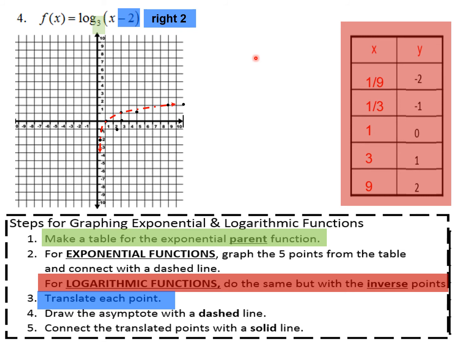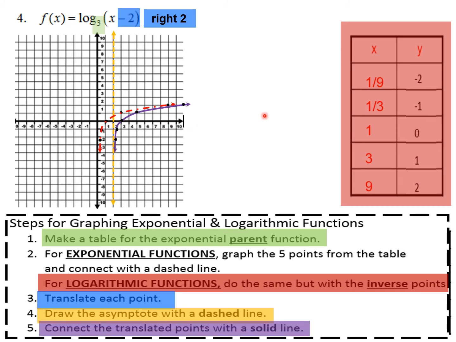We shift every point over 2 units. And we go ahead and put in our vertical asymptote. This was the line that our logarithmic function did not cross. However, if we're going to move over 2, guess what we have to do with that asymptote? Move it over 2 as well. I'm going to go ahead and connect those points for a solid line. And here is our new graph of the function log base 3 of the quantity x minus 2.